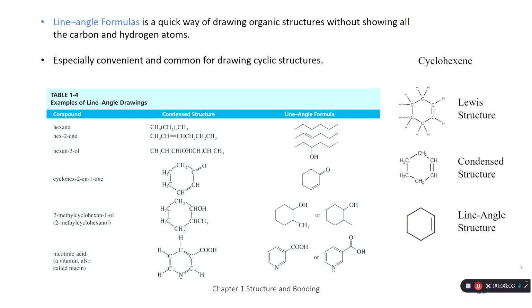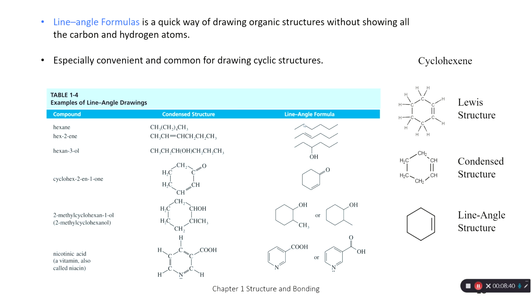Finally, I'm going to illustrate what are called line angle formulas. I like line angle formulas because they're very quick ways of drawing organic structures without showing all the carbon and hydrogen atoms. And especially it's convenient for drawing cyclic structures, and that's shown in this particular table here. But let's start out with hexane. We drew a condensed structure for hexane. This is a normal hexane or n-hexane right here. It's got 6 carbons here, 2 methyls and 4 methylenes. So how would we draw that with a line angle formula?